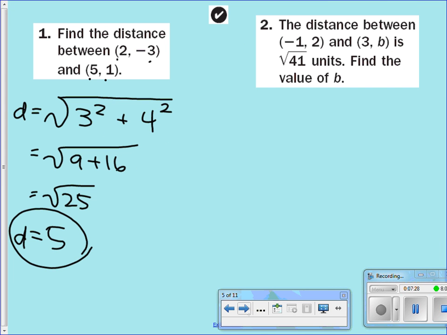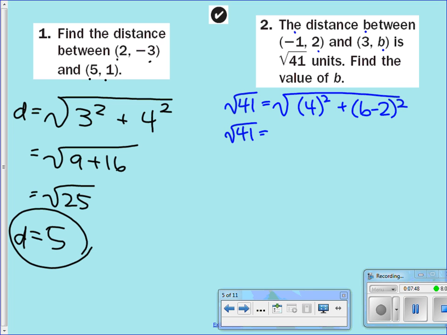So let's practice that again. So my distance is the square root of 41. My x coordinates, I do know the distance between. From negative 1 to 3 is 4 squared, but I don't know my y's. And I'm going to put my variable first just because it is messy to have negative variables. So the square root of 41 is 16 plus b minus 2 squared.